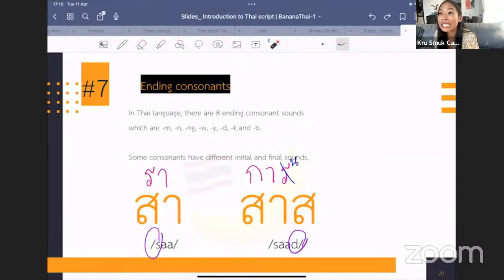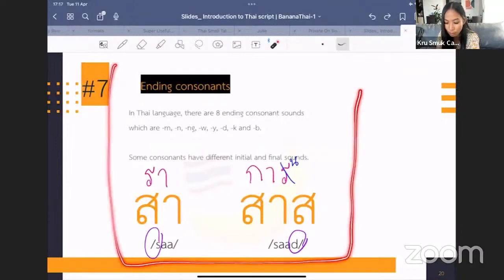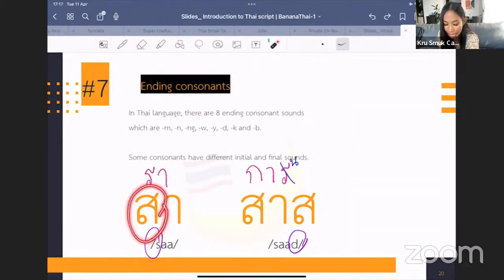There is no ending S consonant sound in Thai. And that's why it's very difficult for Thai people to add S sound at the end when we want to say things in plural. Now you know. Okay? Now you know why. Okay? So ending consonant plays a very important role. Learn it too. Beginning consonant sound can be different from the ending consonant sound.